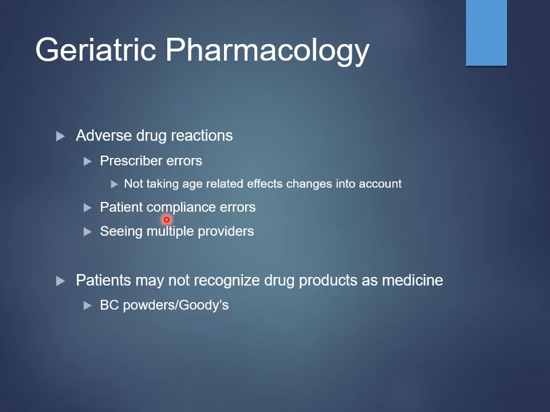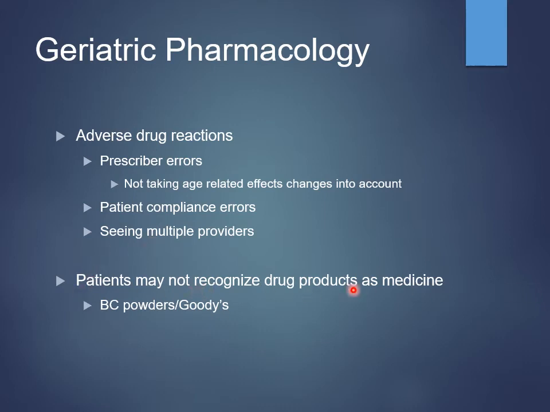Look at things like patient compliance errors. We mentioned that as the complexity of the regimen gets bigger, you're going to see compliance be less likely to be appropriate. And then also seeing multiple providers, which we've already kind of alluded to. They see you for endocrinology and see you for rheumatology, and no one communicates together. This is where you see a lot of overlapping issues.